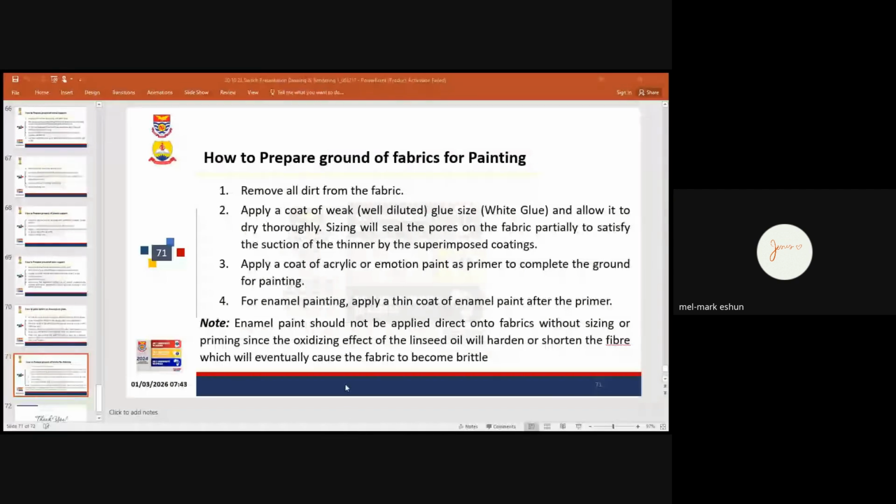From the slide I have here, after how to paint letters or drawings on a glass, the next slide is supposed to be how to prepare ground of fabrics for painting. Okay, I think it has come. Let me try and do it well.